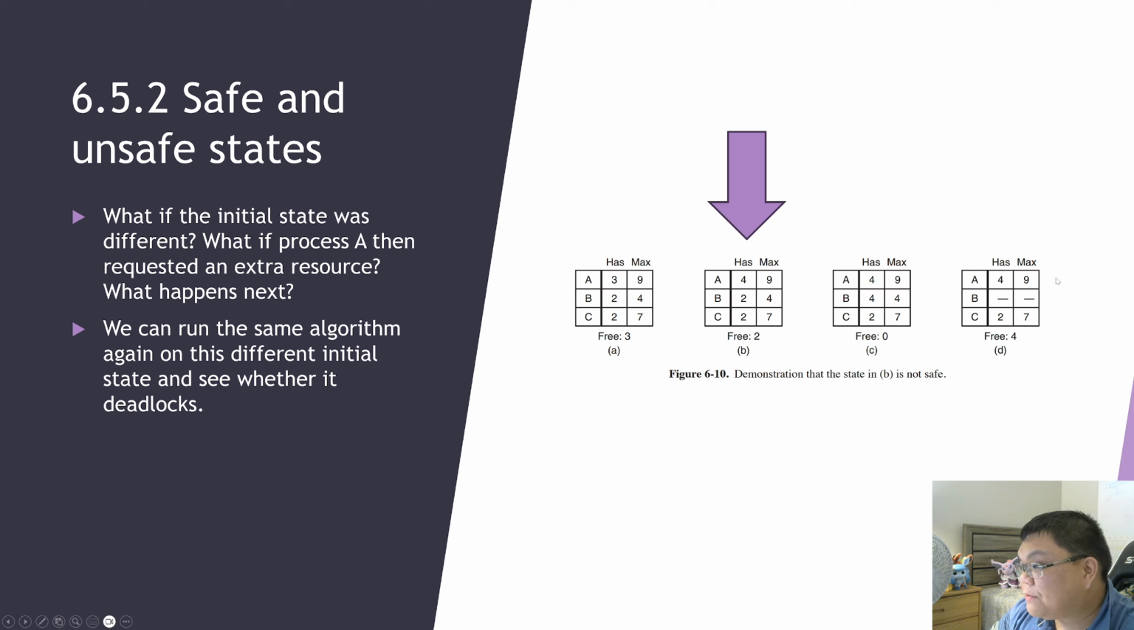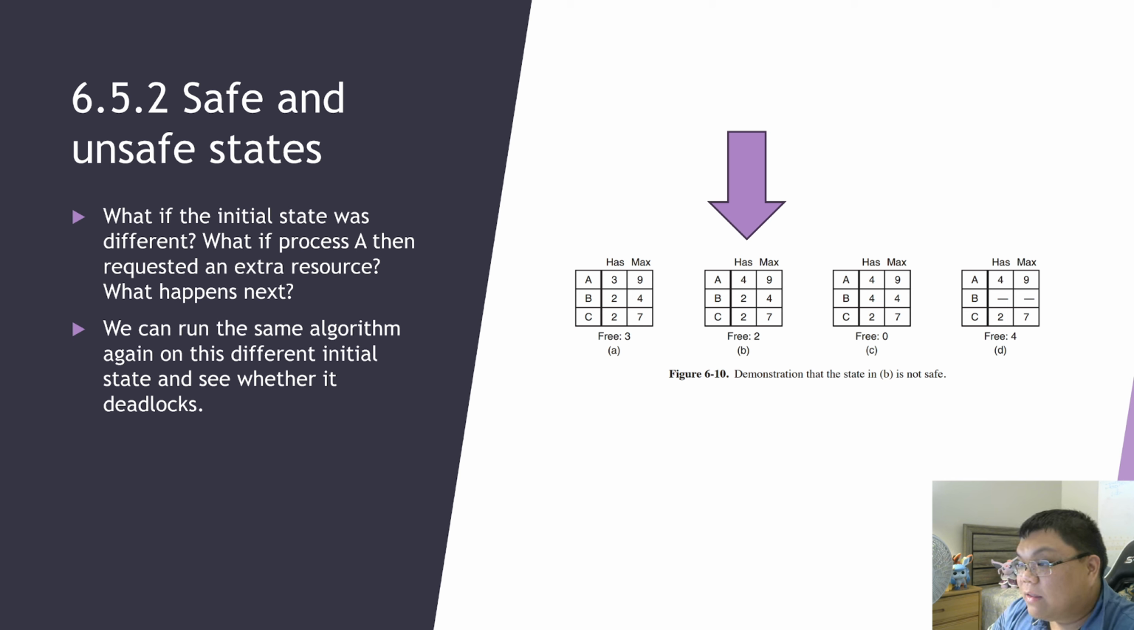But process A still needs 5 more resources, and process B has terminated, and process C needs 5 more resources. But we only have 4 resources. We don't have enough! That means this state B is unsafe. So if process A requested 1 more resource, it will lead to state D, which is a deadlock state. That means state B is unsafe. State B is reached when we give process A 1 resource.